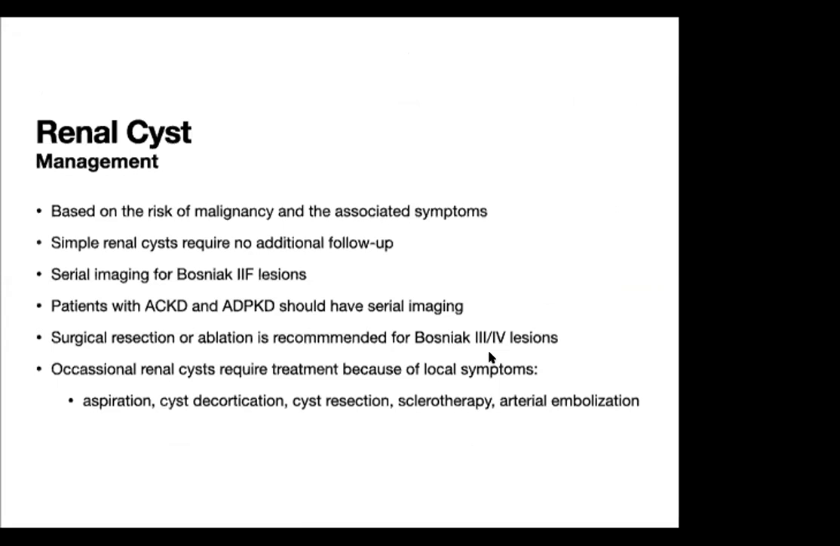Simple renal cysts require no additional follow-up, and serial imaging for Bosniak 2F lesions. Patients with ACKD and ADPKD should have serial imaging. Surgical resection or ablation is recommended for Bosniak 3 and 4 lesions. And occasional renal cysts may require treatment because of local symptoms, such as the treatments which include aspiration, cyst decortication, sclerotherapy, and arterial embolization.